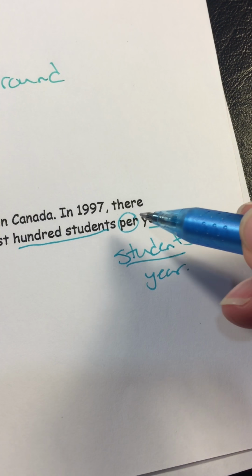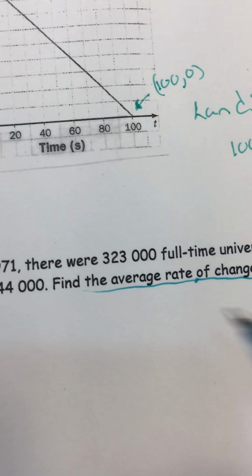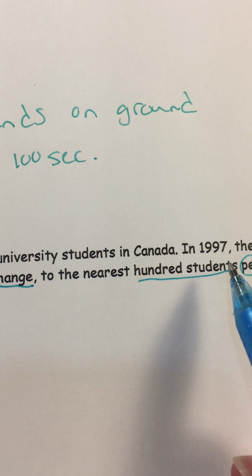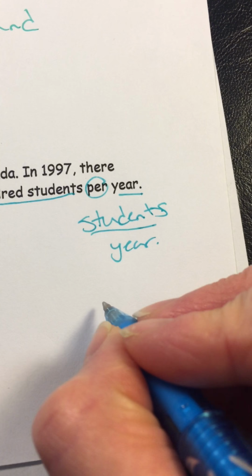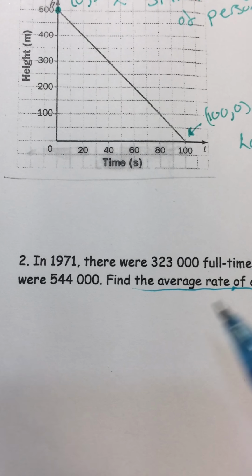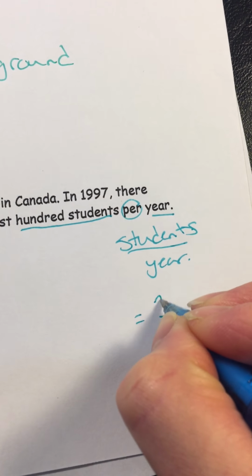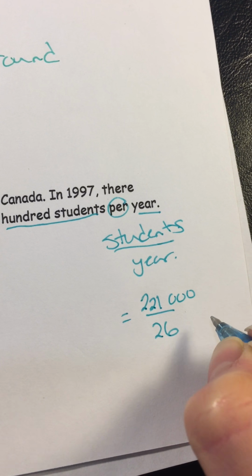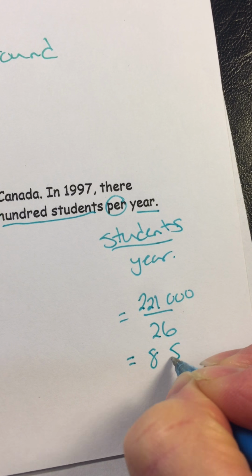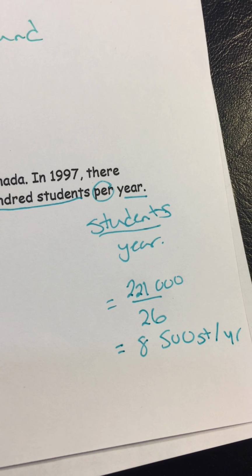So we need a change in the number of students over the change in the number of years. Well, from 1971 to 1997, that's 26 years. So I can see there's 26 years between those two. And if you find the difference in the number of students, you're going to find that that is 221,000 students. And when you divide, you're going to get 8,500 students per year.